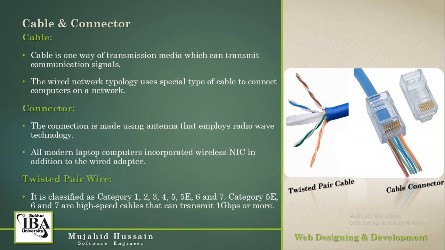So on the right side you can see the connector. This is the RJ45 connector, and this is a twisted pair cable. If you have a router or switch set up, then you can see that this cable can be in different colors, black, white, greenish, or blue. So this type of cable you will find in a network connection.